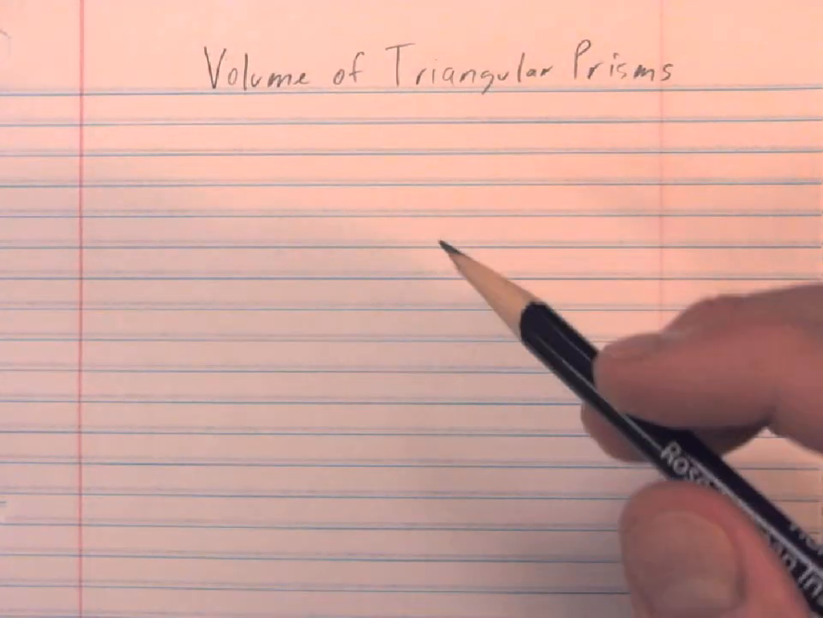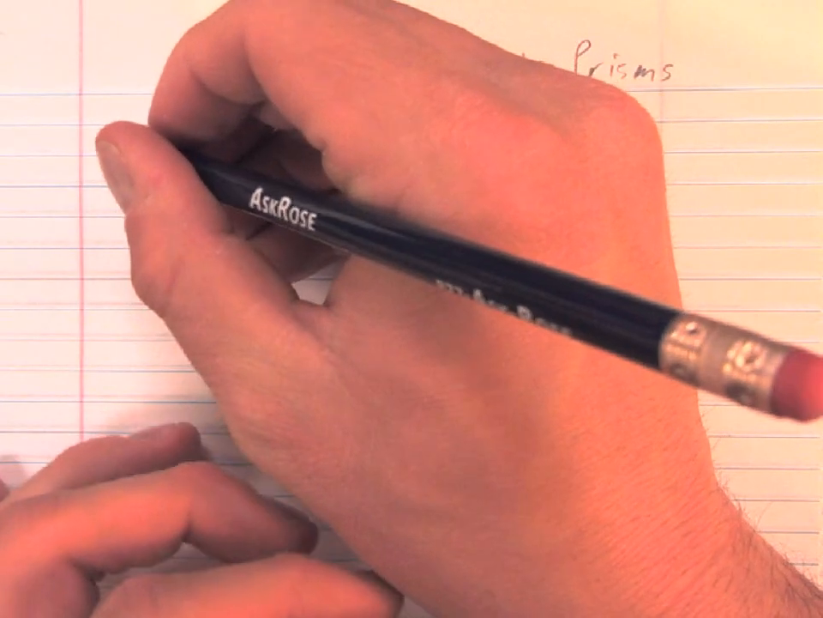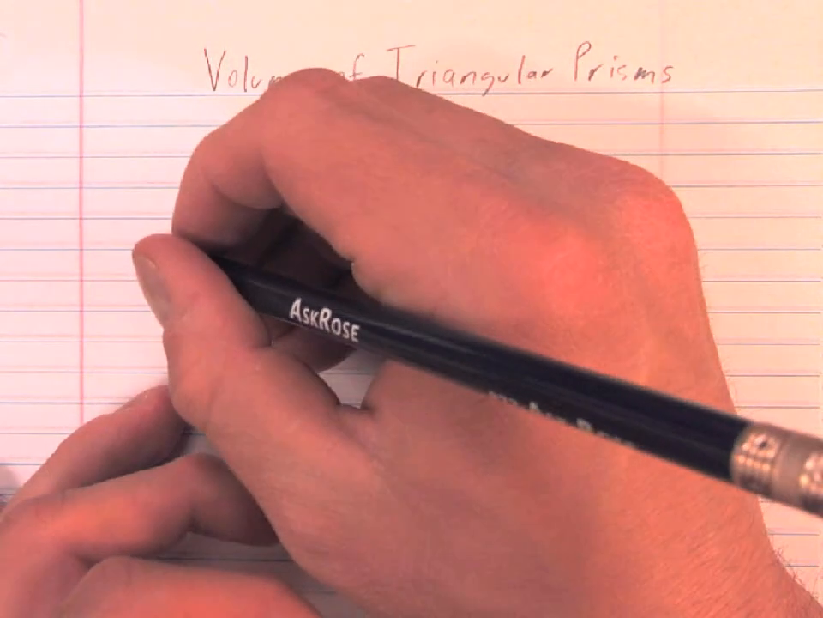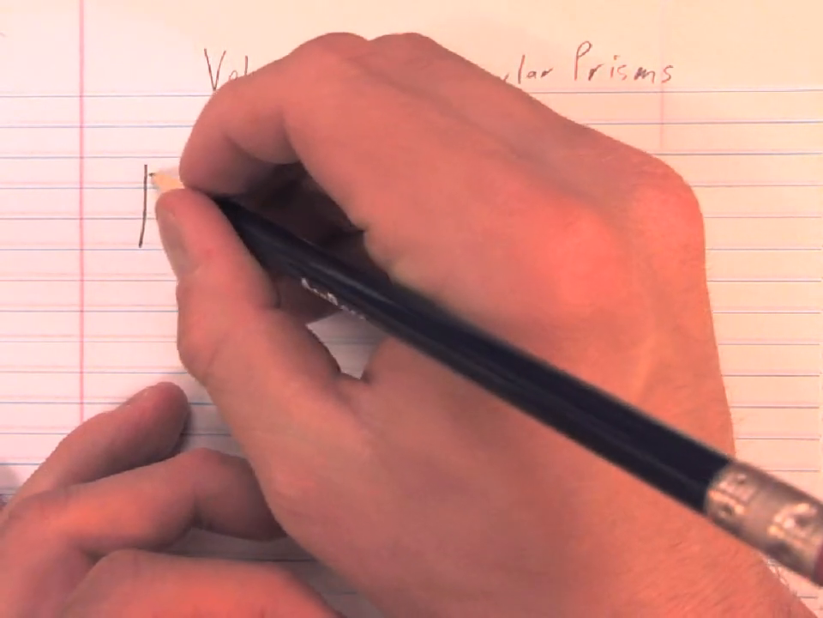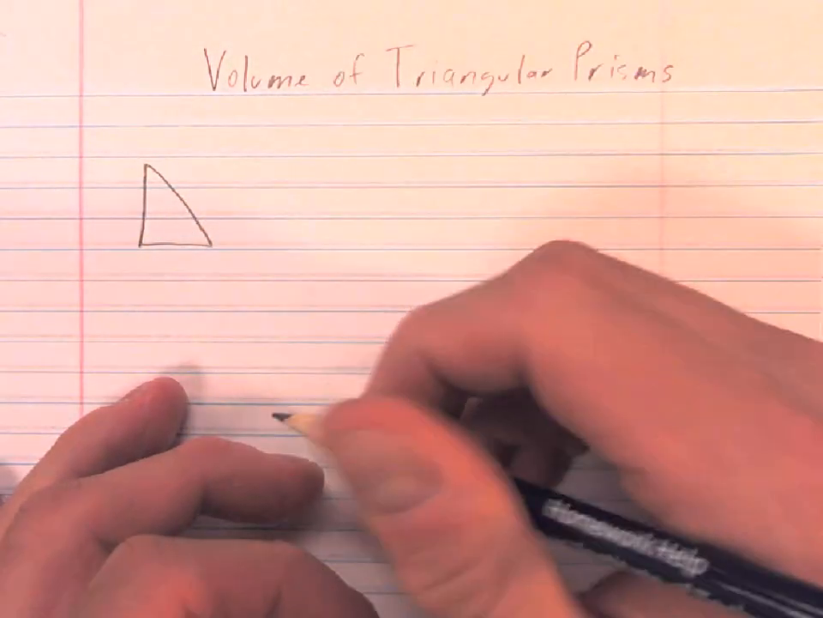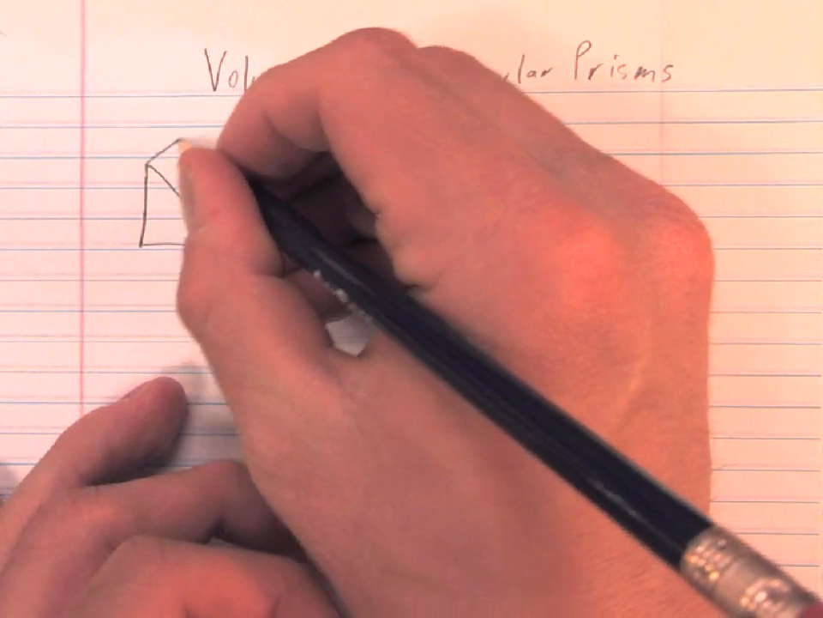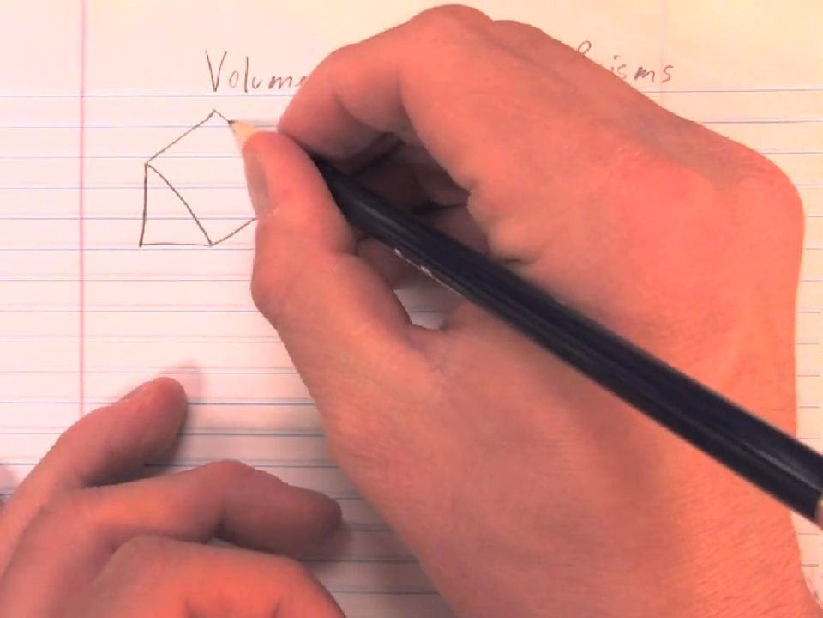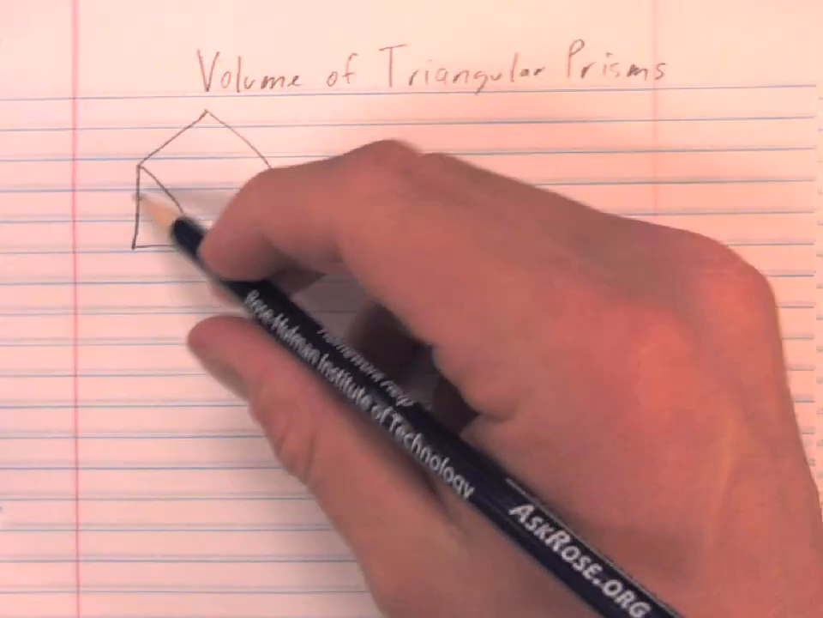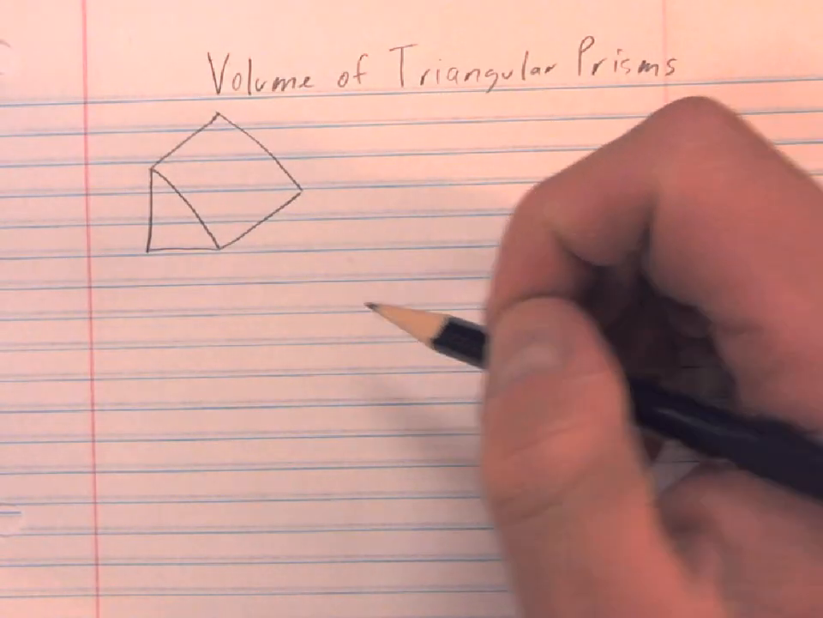Class, we are going to talk about the volume of triangular prisms today. So with a triangular prism, what that means is we have, kind of like yesterday, the one shape, but then it is stretched into a three-dimensional shape like so. So I have a triangle on one side, and then the rest of the shape.